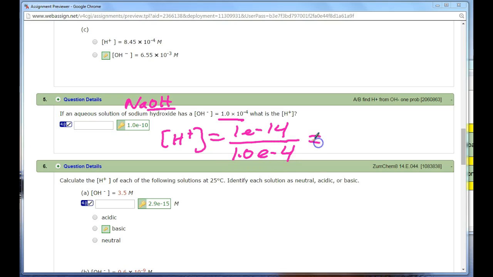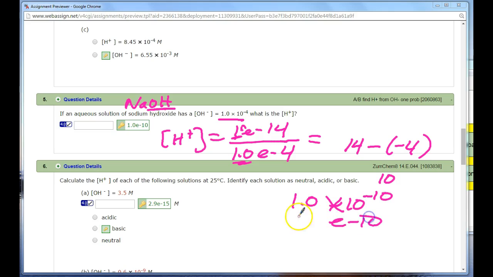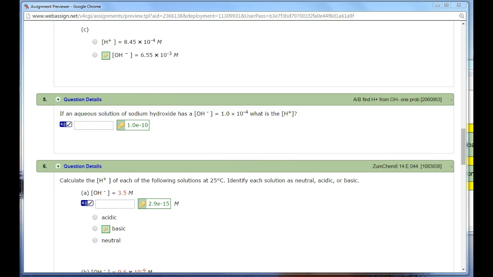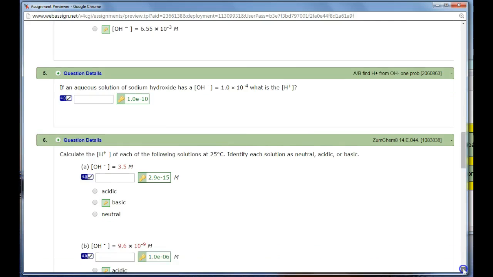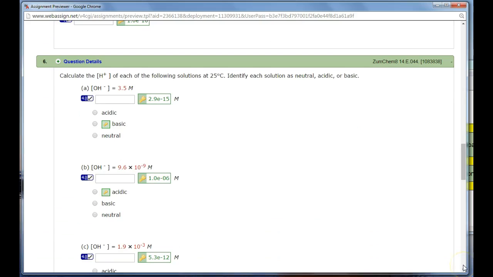Now what's interesting about dividing when we have the same base, so we have a 1 and a 1, we can just go 14 minus a minus 4, which is really 14 plus 4, and that's a 10. So our number is 1.0 times 10 to the minus 10, or e minus 10, if that makes you happier. So you could do that one without actually plugging into your calculator because those ones are similar. But if the base is not the same, you have to bump out your muscles and work a little harder.